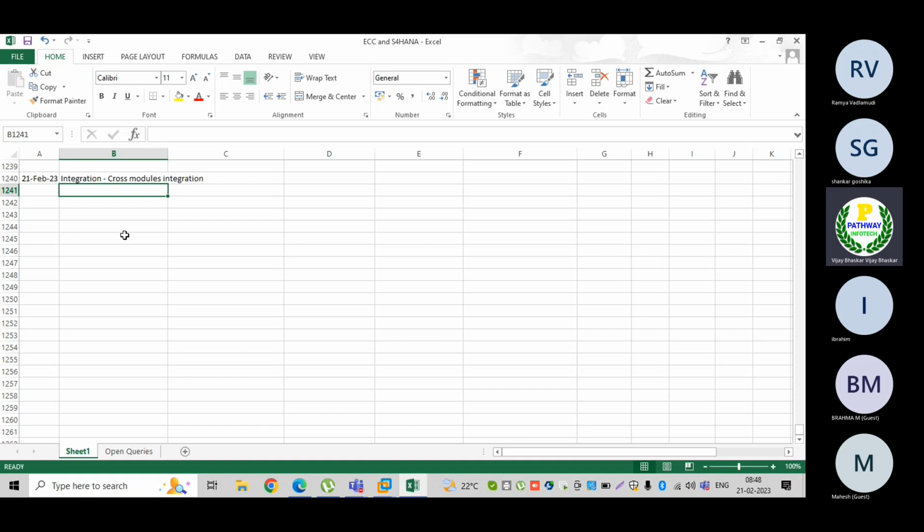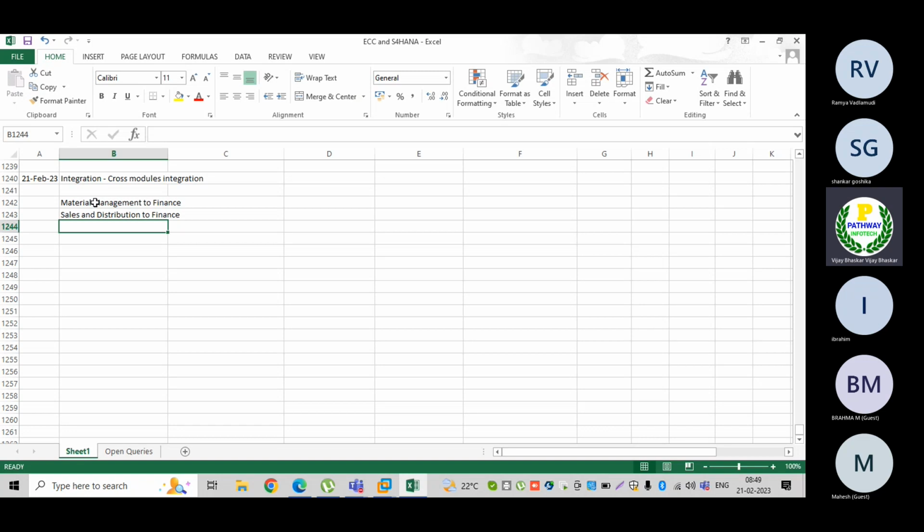So this we call integration between the cross modules. Now we are only discussing two modules: the integration between material management and finance, and at the same time sales and distribution to finance. We are discussing these two modules because they are quite common.